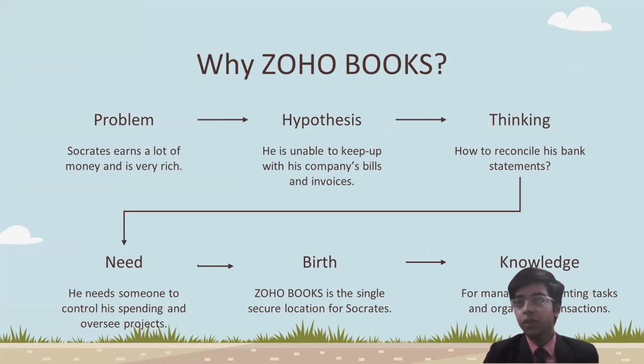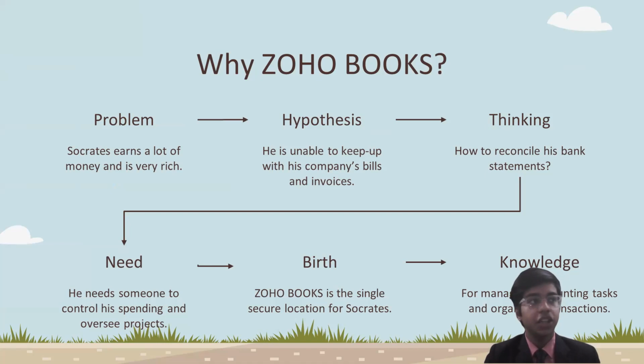Socrates suffers from a problem that he earns a lot of money and is very rich. But now, because he earns a lot of money, he is unable to keep up with his company's bills and invoices. And now he wants to reconcile all his bank statements. But as he is an entrepreneur, he does not have a lot of time, and he wants somebody else to control his spending and oversee his projects. So that's how Zoho Books was born.